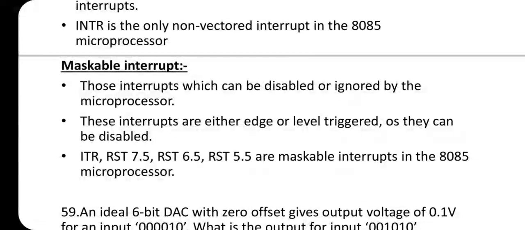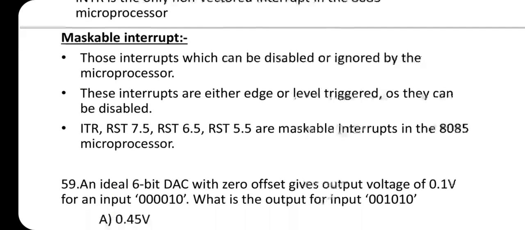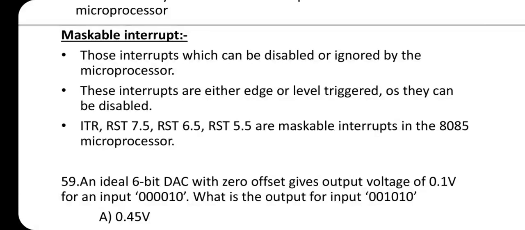Maskable interrupts are those interrupts which can be disabled or ignored by the microprocessor. These interrupts are either edge or level triggered as they can be disabled. INTR, RST 7.5, RST 6.5, RST 5.5 are maskable interrupts in the 8085 microprocessor.